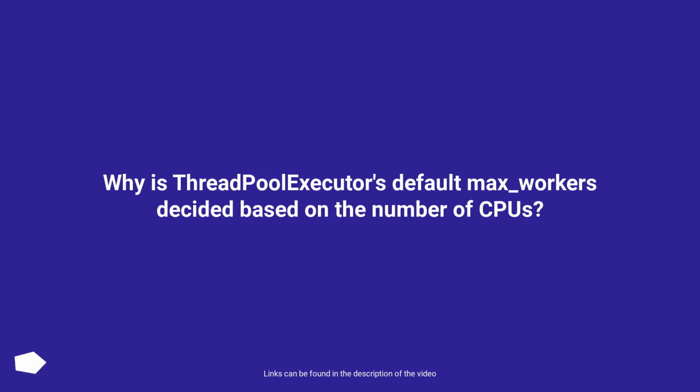Why is ThreadPoolExecutor's default max_workers decided based on the number of CPUs?